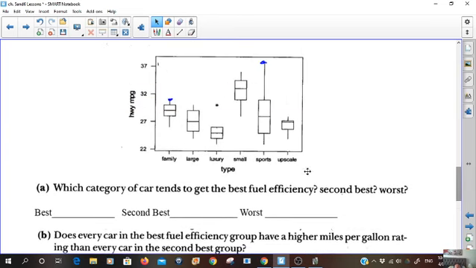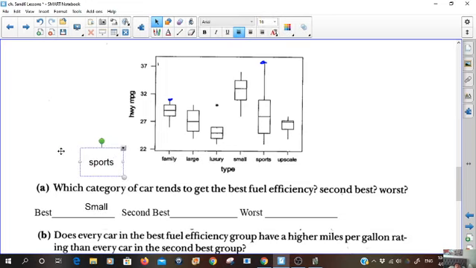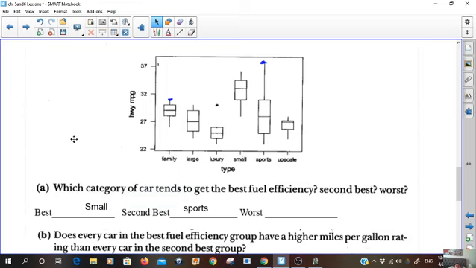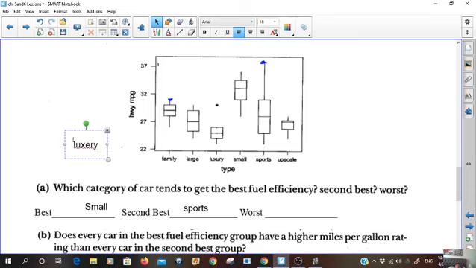Let me do that again for you. So best is probably the small vehicle. And then second best is probably sports or family, up to you there. I'll probably accept either of those answers when I go to grade it. Worst is always definitely luxury because they just want a gasoline guzzler, right? Those are luxuries or worst.